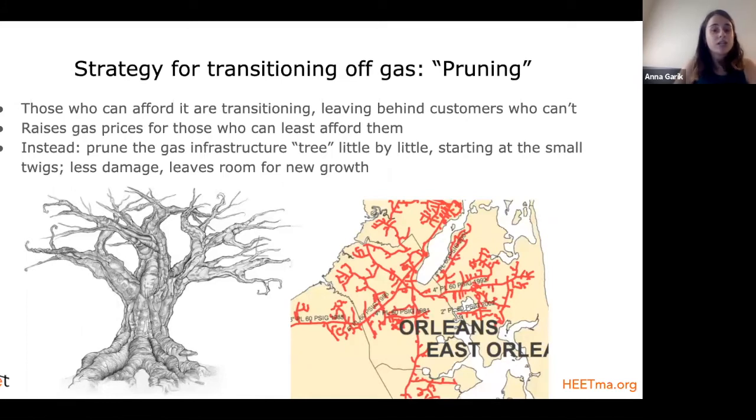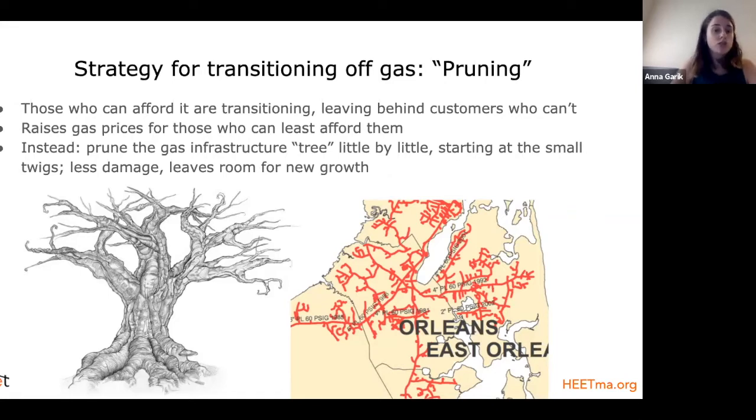For transitioning off of gas, it's good to have a strategy. There's a current trend of people who can afford to transfer off of gas doing it, but that leaves behind customers who can't. Then these customers have to support the entire gas system, and that of course raises prices for them. And these are people who can least afford to have higher gas costs. So it's a little bit inequitable.